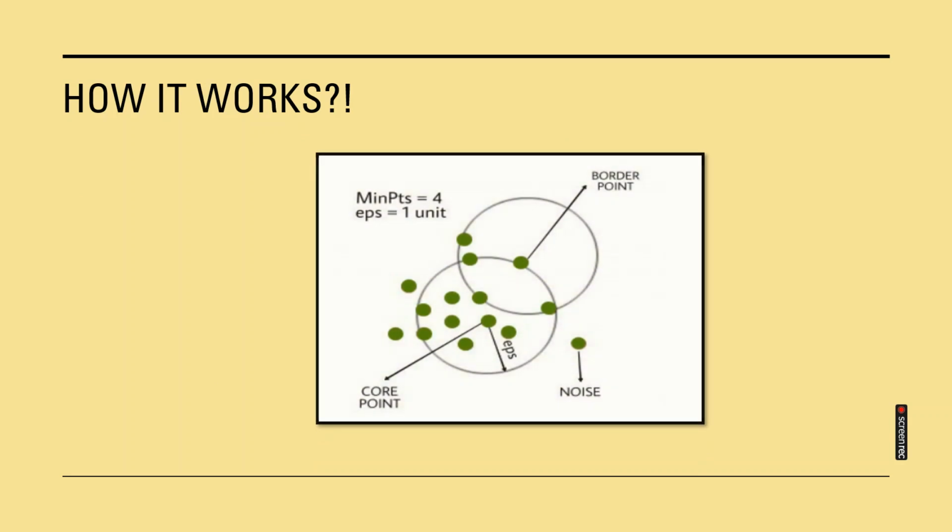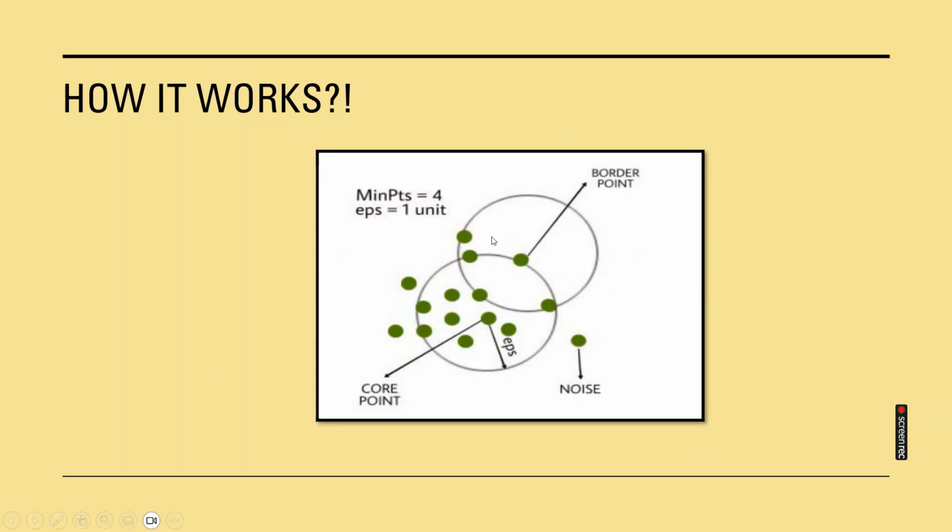How the algorithm works. Here we have specified minimum points as 4 and epsilon as 1 unit. Within this epsilon of 1 unit, we should have at least 4 minimum points to consider it a dense region. Here, in this epsilon of 1 unit, we have more than 4 points, so this is considered as a dense region.